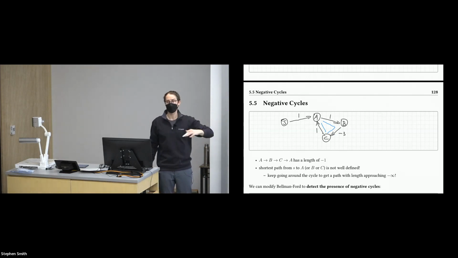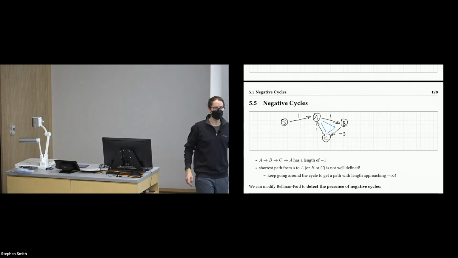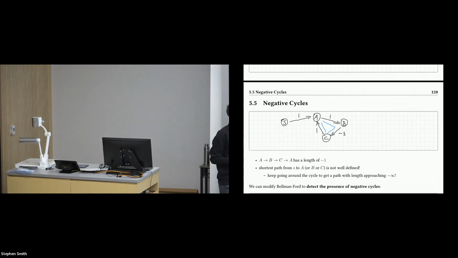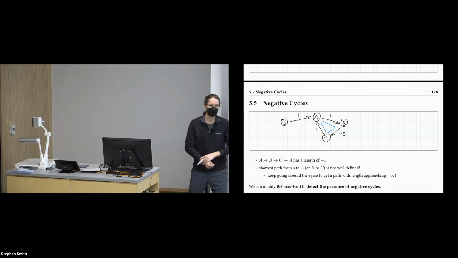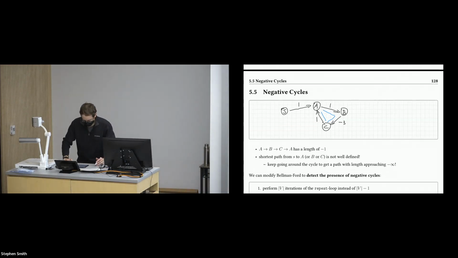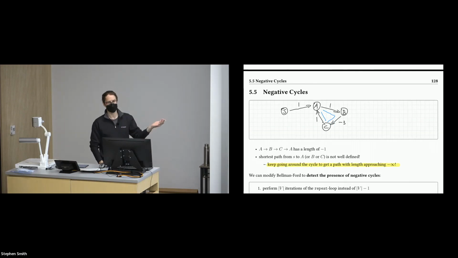If I went around 1,000,000 times, I get an answer of minus 1,000,000 plus 1, sorry. Yeah, if there was a variant of shortest path where you couldn't visit a vertex again, then that would be well defined. That's right. We won't really cover that in here, but you're right. So the point is that I can keep going around a cycle, get a path that uses an infinite number of edges and achieves a cost of minus infinity.